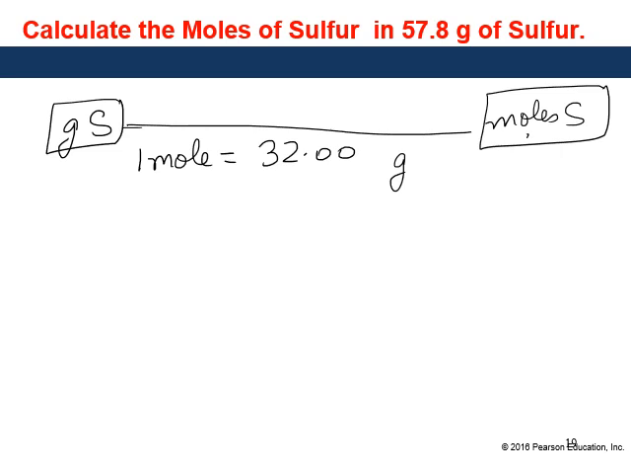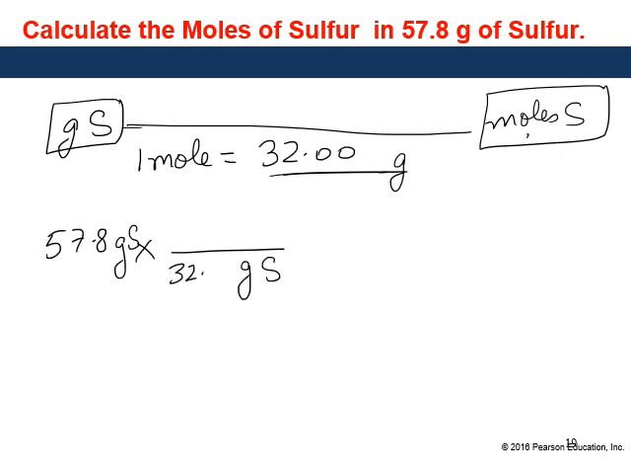Now you have your map completed. Start with what's given, 57.8 grams. Multiply it with the conversion factor to get rid of grams of sulfur. I will put grams of sulfur here. How many grams of sulfur? Right here, 32.07. And 1 mole of sulfur goes on top. Gram gone. I'm left with moles of sulfur.